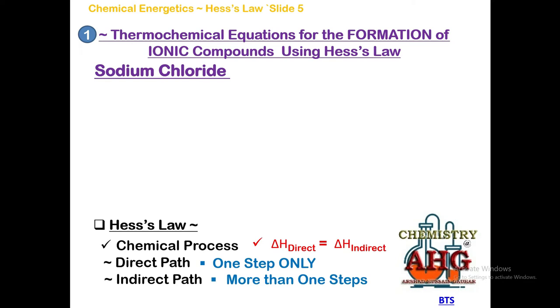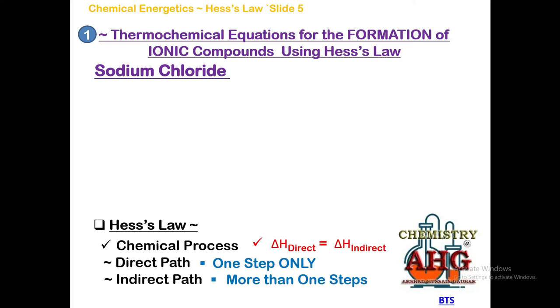Now let's write down the thermochemical equation for the formation of sodium chloride, an ionic compound. But before that, remember, we can write thermochemical equations through two different paths, direct path and indirect path. Whenever we write thermochemical equations for an ionic compound, the indirect path always involves three steps. There are three steps for the formation of an ionic compound through the indirect path. What are those three steps?